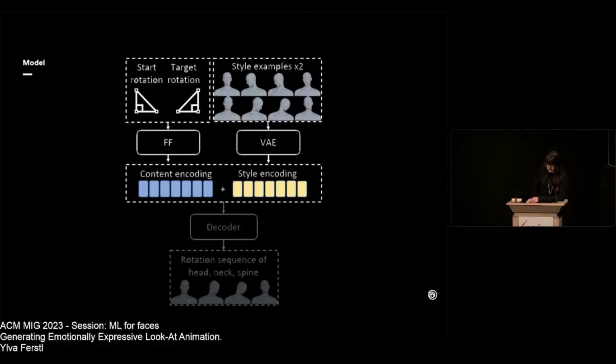Then the style examples are encoded by a variational autoencoder.